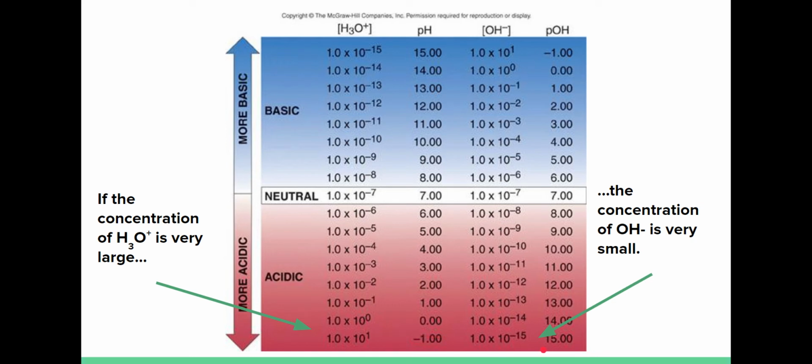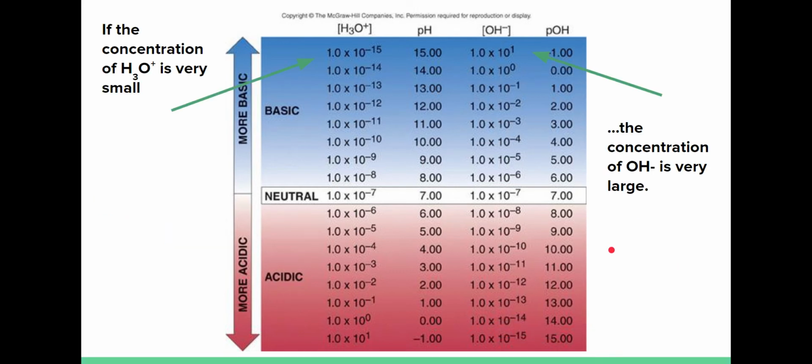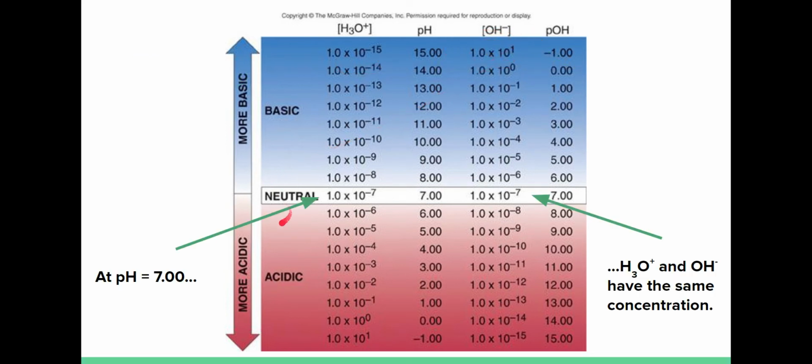very low pH, the concentration of H3O+ gets really big, but the concentration of OH- gets really small. When something has a very high pH, like 14 or 15, the concentration of H3O+ drops to almost 0, but the concentration of OH- gets bigger. And notice how at pH 7, the concentration of H3O+ is exactly the same as OH-.